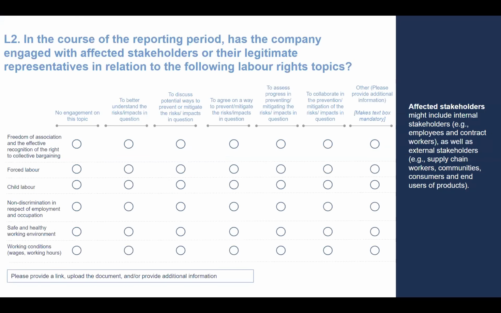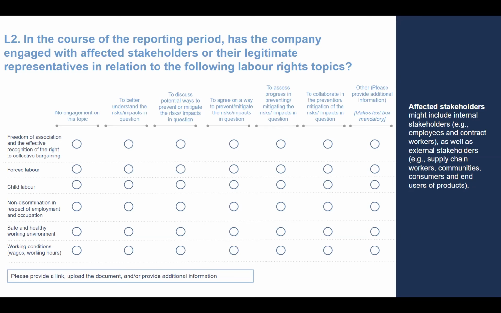This question addresses stakeholder engagement, which enhances outcomes on labor rights topics by incorporating a broad set of perspectives on an issue. Engagement with affected stakeholders or their representatives is a key part of due diligence and risk assessment processes. Affected stakeholders are individuals whose human rights have been or may be affected by a company's operations, products, or services, and can include customers, employees, suppliers, and communities.